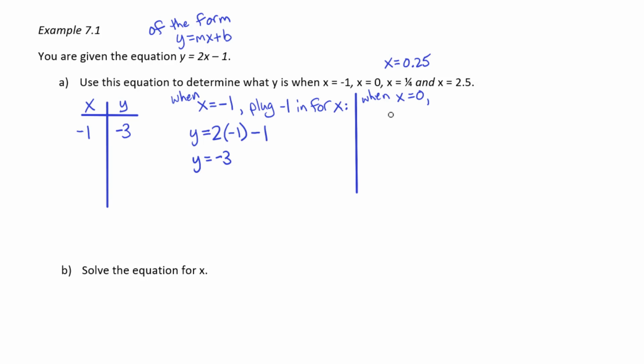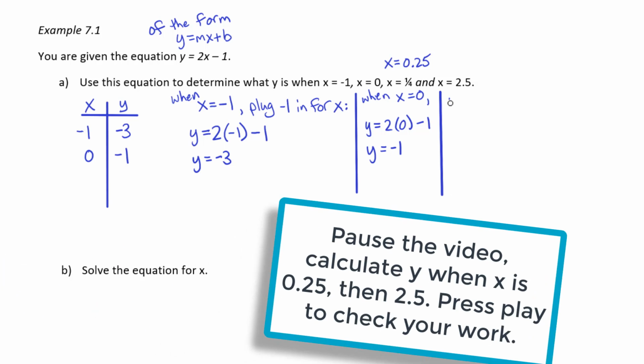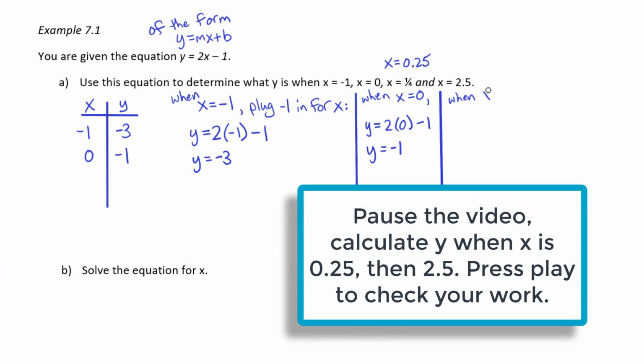How about when x equals 0? When x equals 0, plug 0 in for x. y equals 2 times 0 minus 1. You can certainly use a calculator for this, but you can also use the fact that 0 times anything is 0. So 0 times 2 is going to come out to 0. That's going to give you 0 minus 1, which means y equals -1. So when x equals 0, y equals -1. Now, if you're feeling comfortable with this, go ahead and pause the video and calculate out the other two.